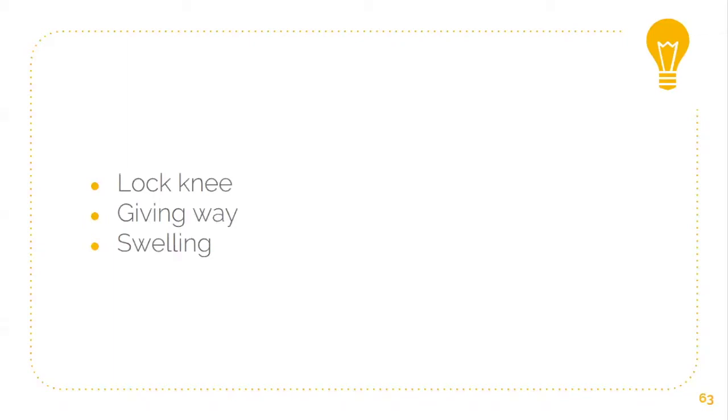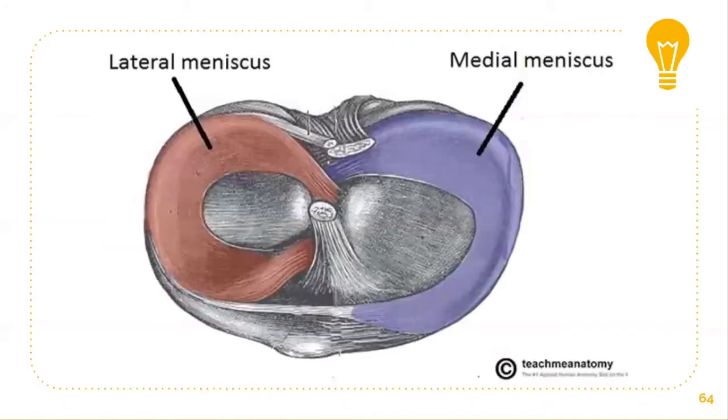If there is a bucket handle tear, it requires surgical correction. Giving way is seen in almost all meniscal injuries. Swelling will be associated with the condition, but it takes time to swell when compared to anterior cruciate ligament tear.